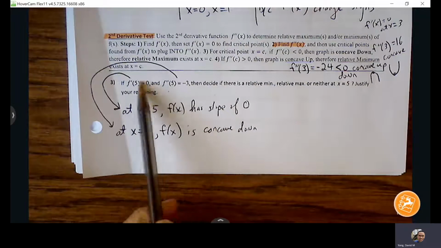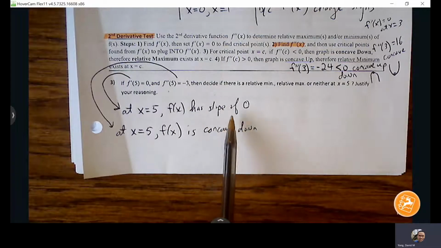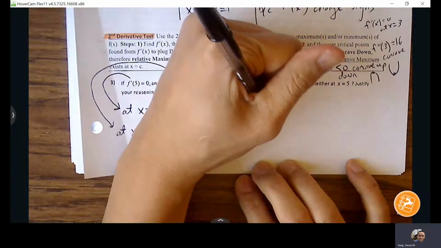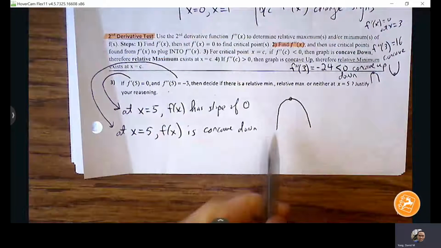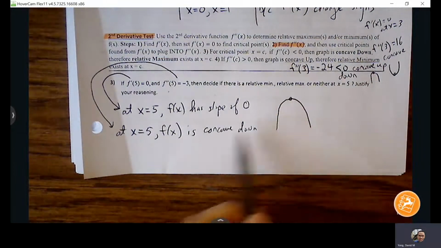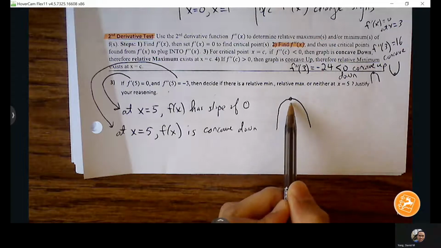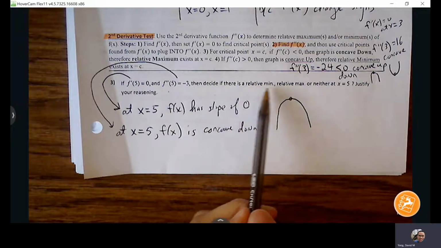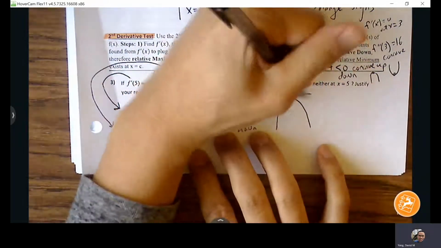I think that's the hard part. If you can verbalize what these notations mean, then it becomes more visual. So imagine a graph with a slope of 0 and concave down. There's only one way the graph can look. If the graph has slope 0 and is concave down, there must be a what? Is that point a relative min, a relative max, or neither? That's a relative max.